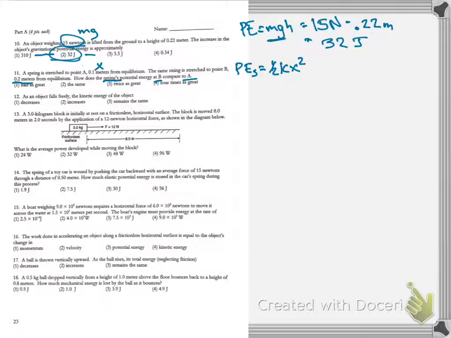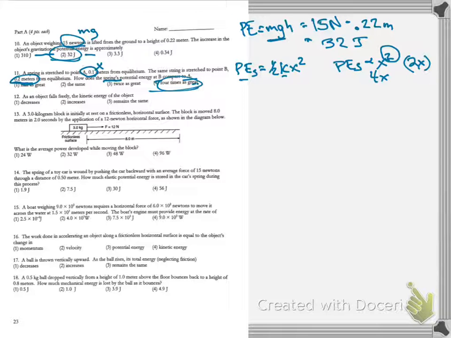Now, what you could do is figure out, with numbers, values for k and for the energy, or you can just realize that the energy is proportional to x squared. And what you're doing to x is you're going from 0.1 to 0.2, or you're doubling x. Because of the square term, your energy is going to be 4 times as great.